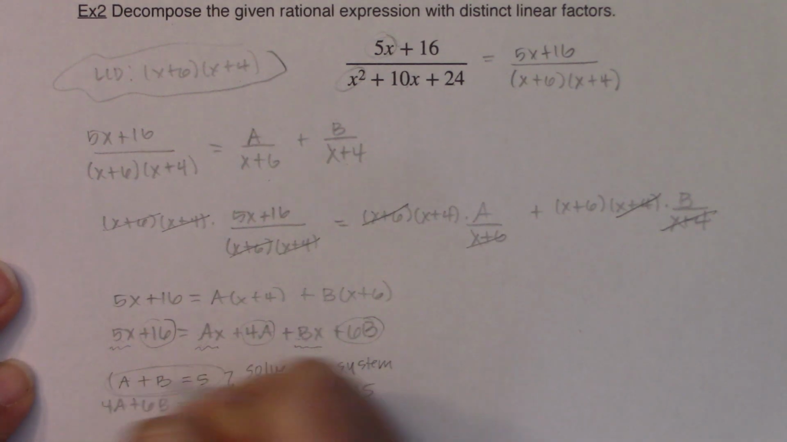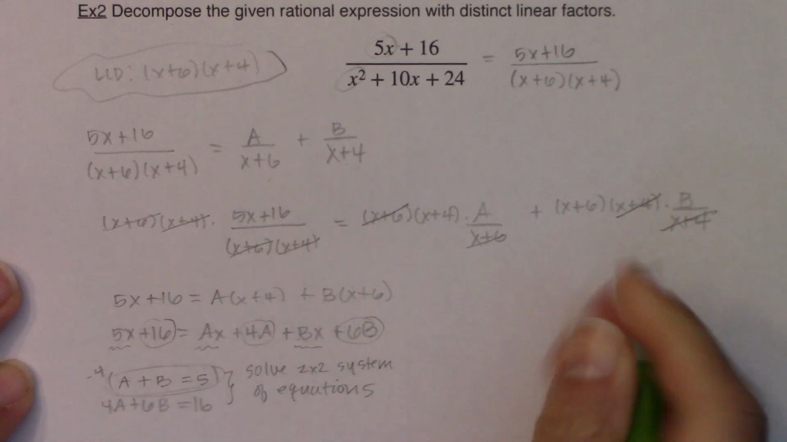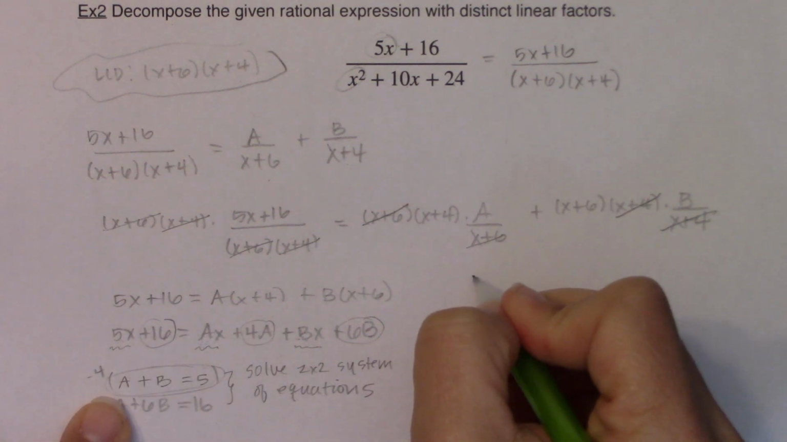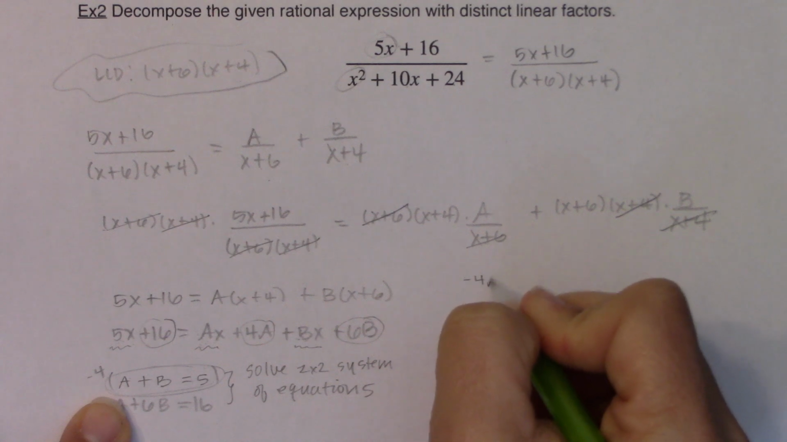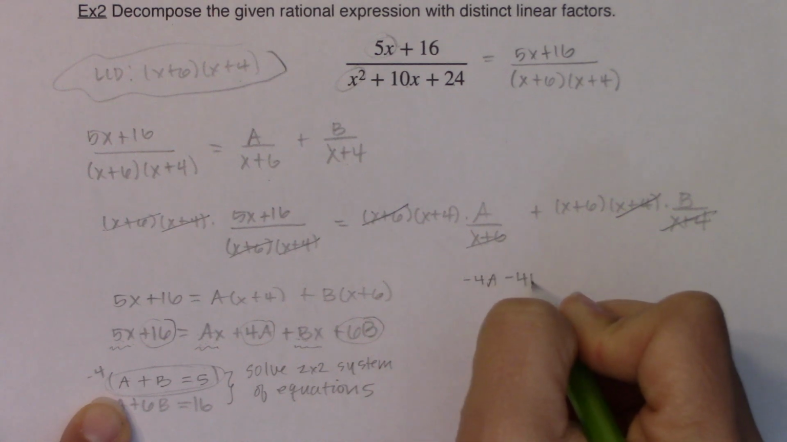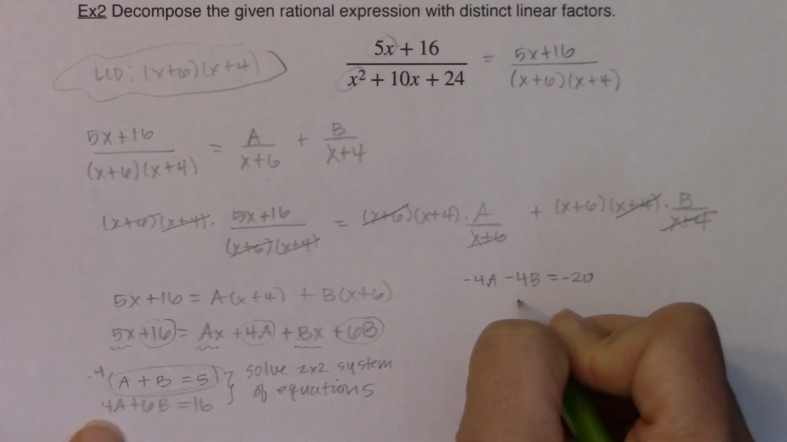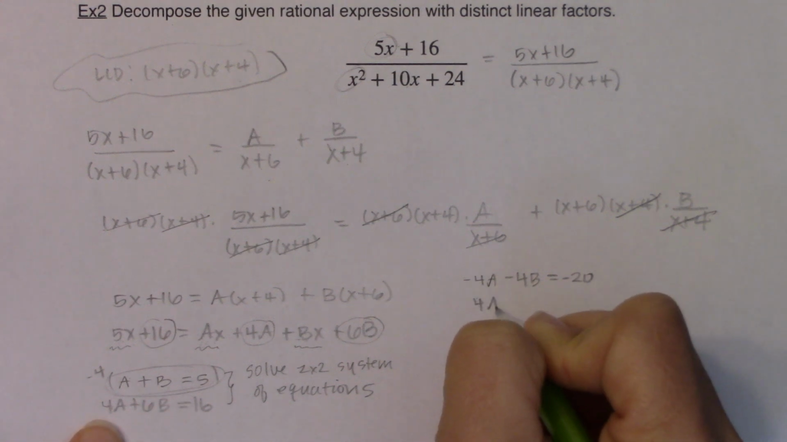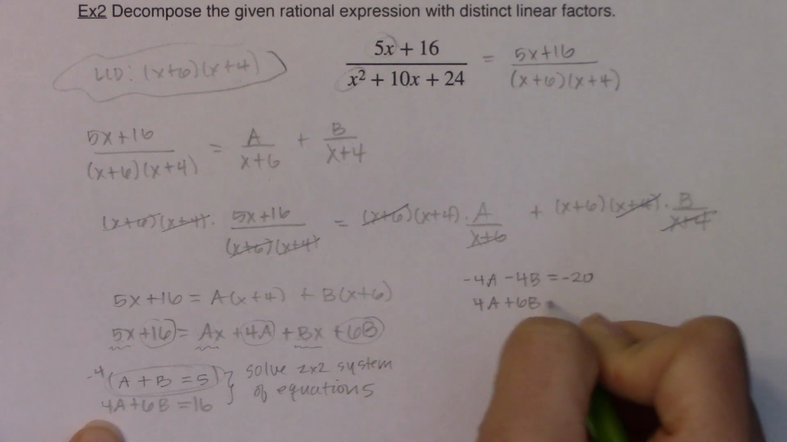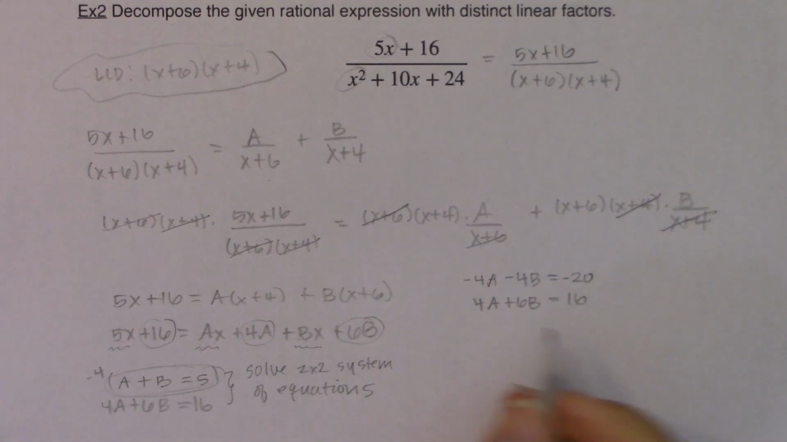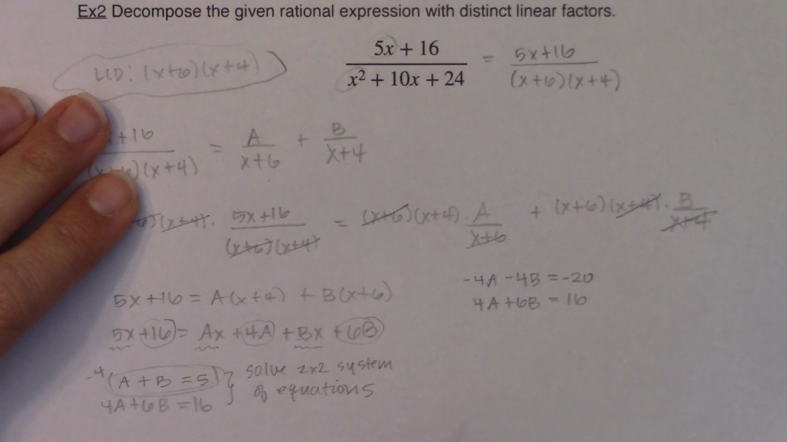So if I multiply, and I'll just put in parentheses here, this equation by negative 4, I'm going to do my work over here. I'm going to have essentially negative 4a minus 4b is going to be equal to negative 20. And then I'm going to have positive 4a plus 6b is going to be equal to 16. So let me add those two equations together and then see what we get left with.